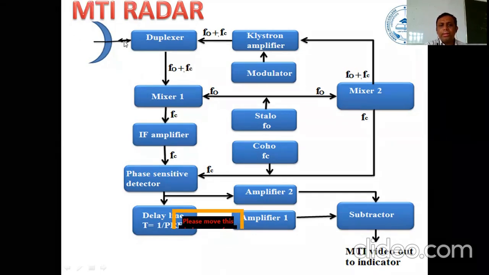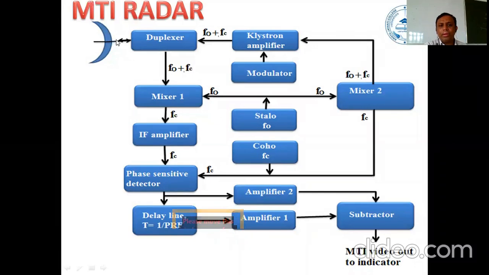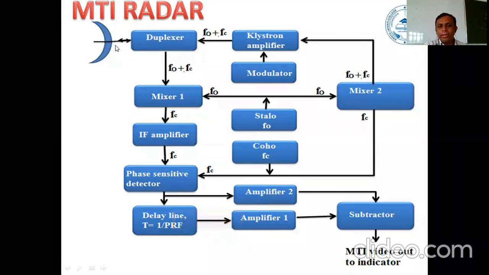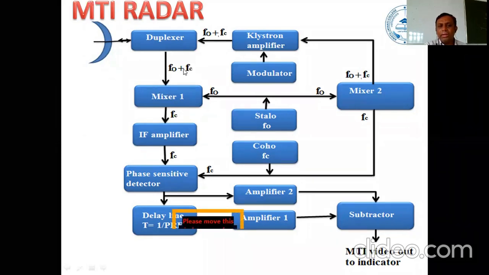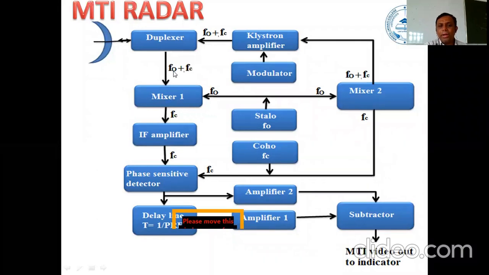Now the duplexer disconnects the antenna from the transmitter and connects it to the receiver. You can see that the received signal is once again F0 plus Fc. The transmitted frequency was F0 plus Fc, and the received signal is also F0 plus Fc. Now I give this to a mixer where one input is F0 plus Fc and the other input is F naught, the frequency we generated from the stable oscillator.